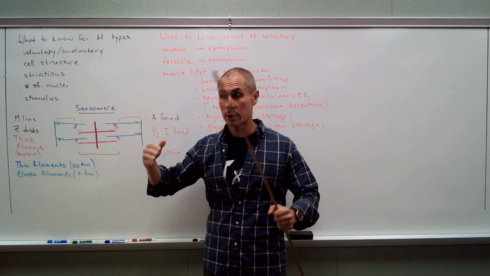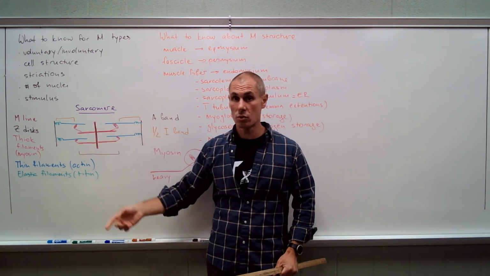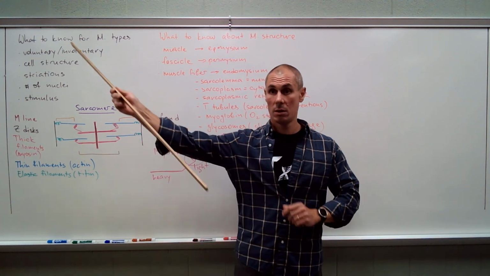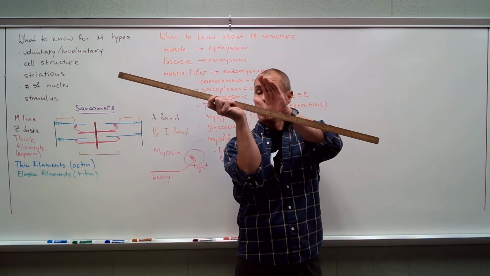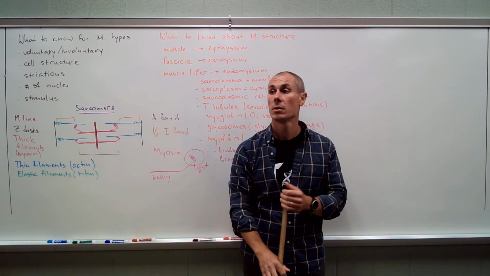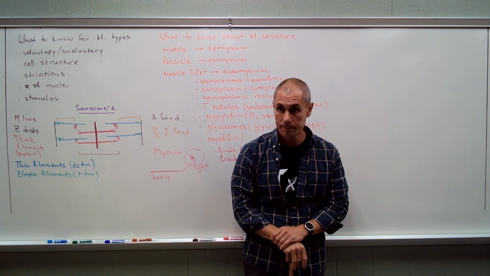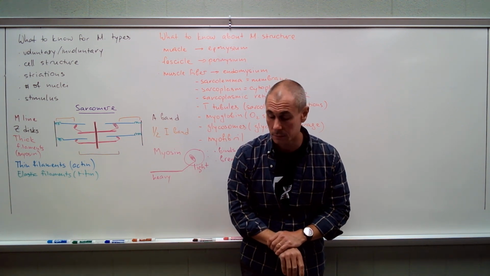This is called the sliding filament mechanism. Filaments do not change length. Look at me. My arm doesn't change length, right? The ruler does not change length, but they slide against each other. Okay, we good? Make sense? Okay.